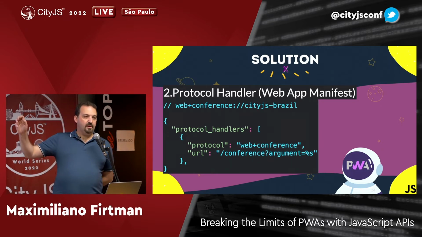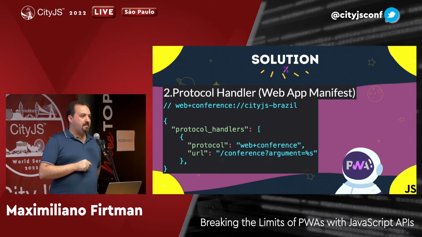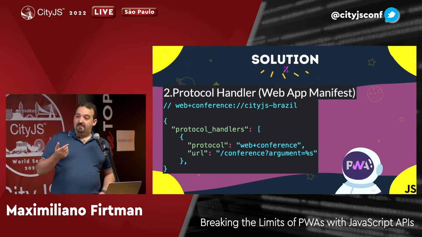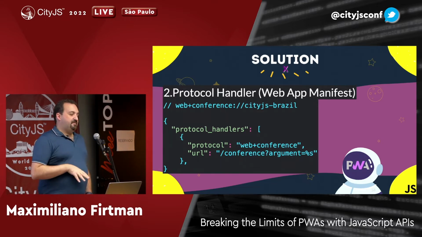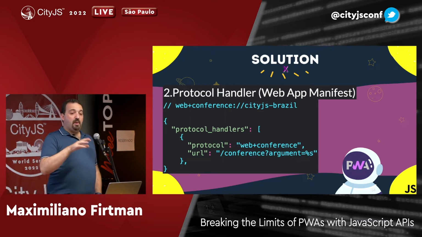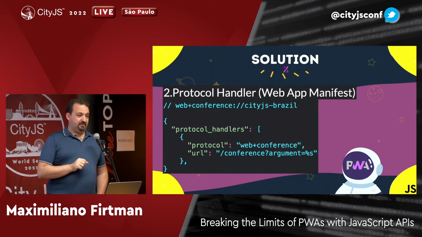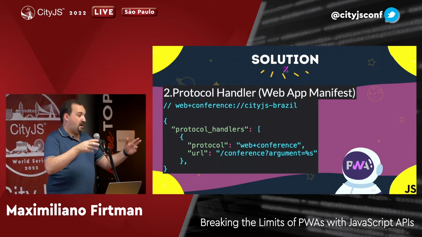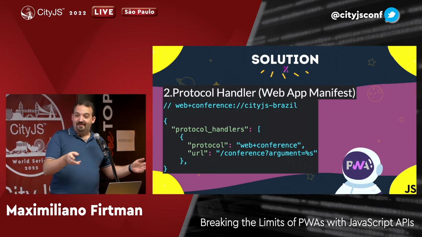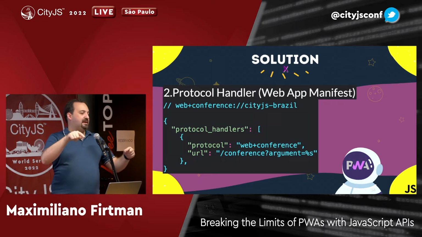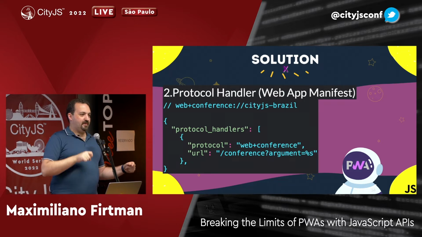For example, web+conference. They must be prefixed with web+. That's the only requirement to create your own custom protocol. So then, when your user installs the PWA, it can also respond to those links, web+conference. So then anywhere in a website or in an email, you can say, if you have installed the app, click here. And that will open directly the PWA instead of a website.